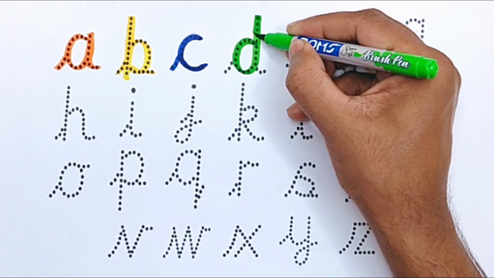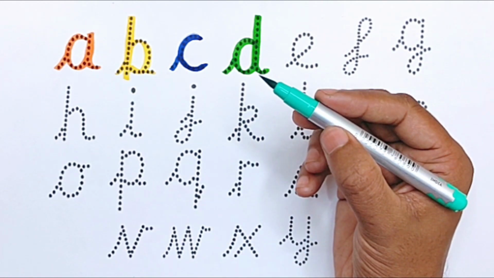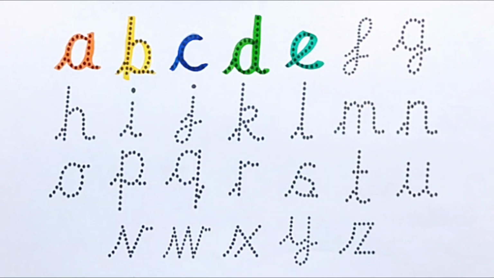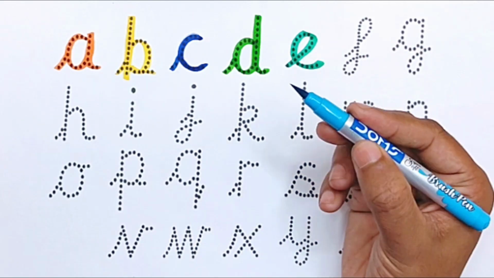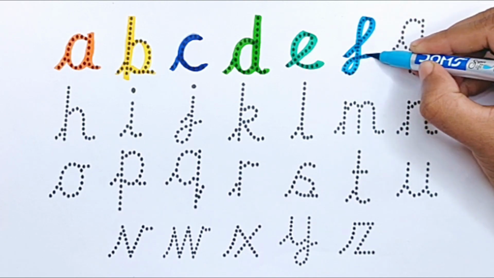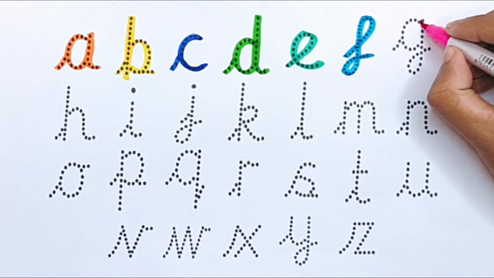D for dog. Green color. E for egg. Sky blue color. F for fish. Pink color.